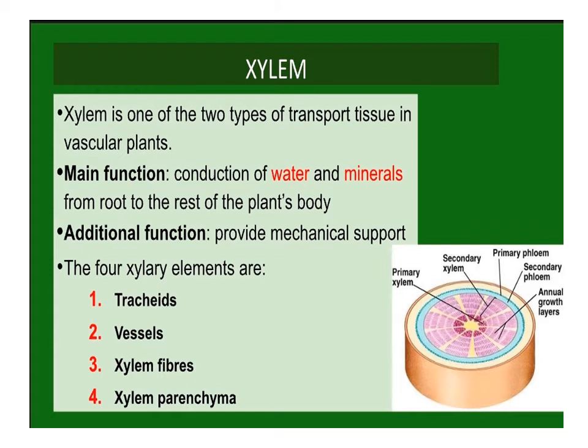Xylem tissues. Xylem functions as a conducting tissue for water and minerals from root to the stem and leaves. It is composed of four different kinds of elements, namely tracheids, vessels, xylem fibers, and xylem parenchyma. Gymnosperms lack vessels in their xylem.